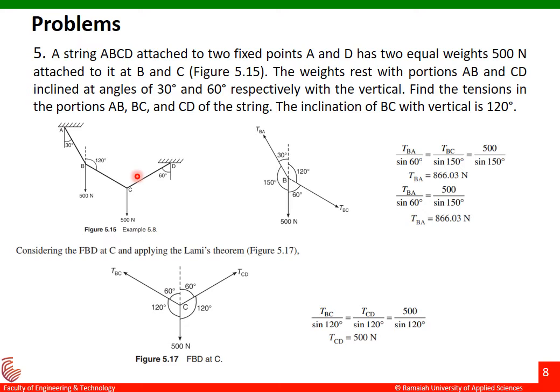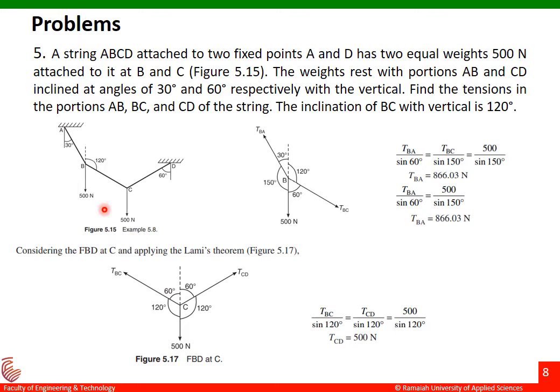A string ABCD is attached to two points A and D. Okay, so A, B, C, D, and A and D are attached to what? To the support over there. Fine, and then there are two equal weights. You can see there are two equal weights which are attached at point B and then point C. The weights are 500 Newton each there.